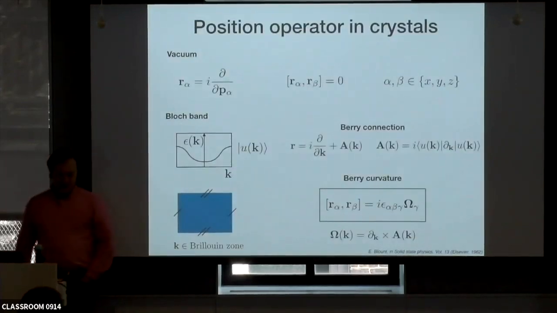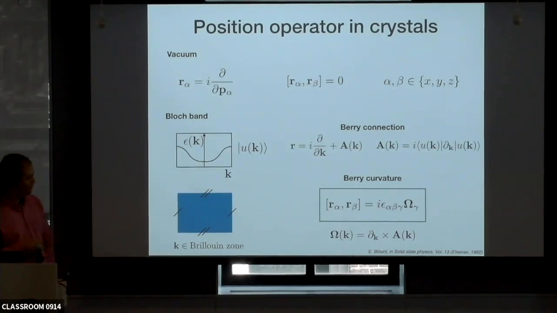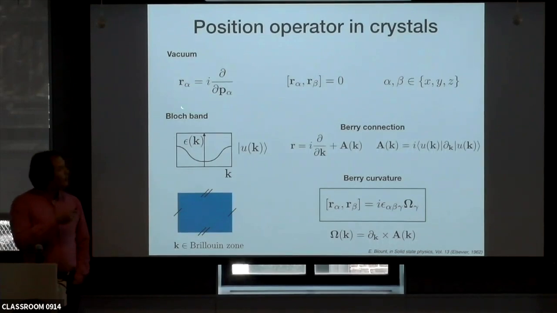So let's consider a simple question that, actually, I'm surprised that nobody had considered before. Let's try to compute the acceleration of electrons in a Bloch band, the acceleration operator. For that, let me quickly remind you of how to construct the position operator projected into a Bloch band. In vacuum, position is just the gradient with respect to momentum. In a crystal, you can show that the position operator is basically the gradient with respect to crystal momentum plus the Berry connection.